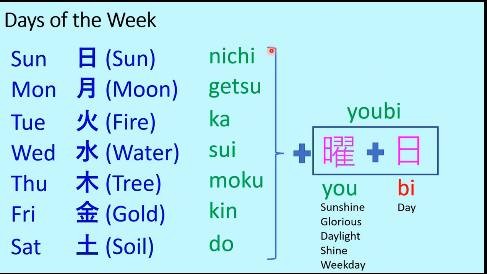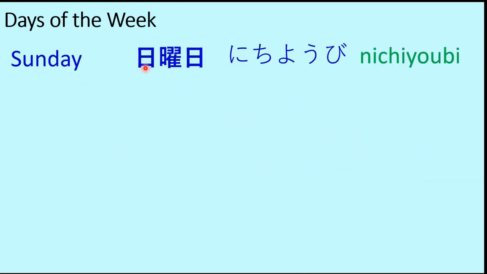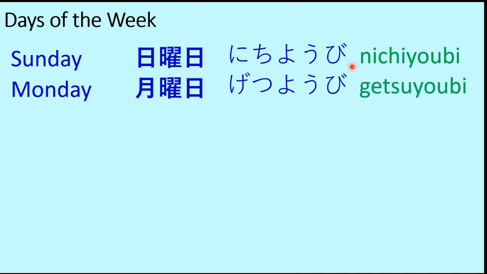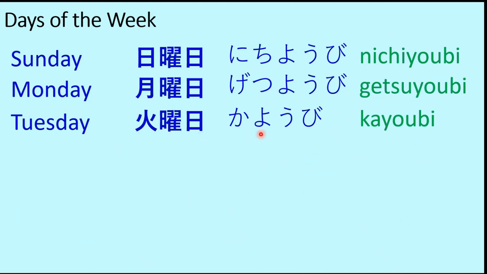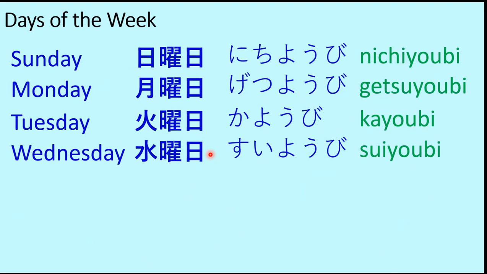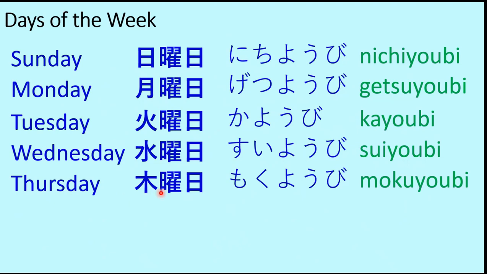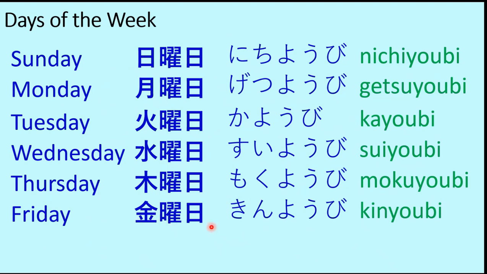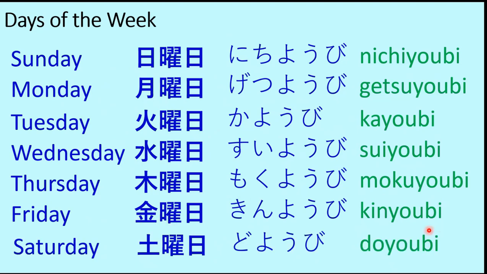So now let's look at each of these days. Sunday, you see here, this is Nichi, this is Yo, this is Bi. Nichi Yobi is Sunday. Getsu Yobi as Monday, Kayobi as Tuesday, Suiyobi as Wednesday, Mokuyobi as Thursday, Kinyobi as Friday, and Doyobi as Saturday.